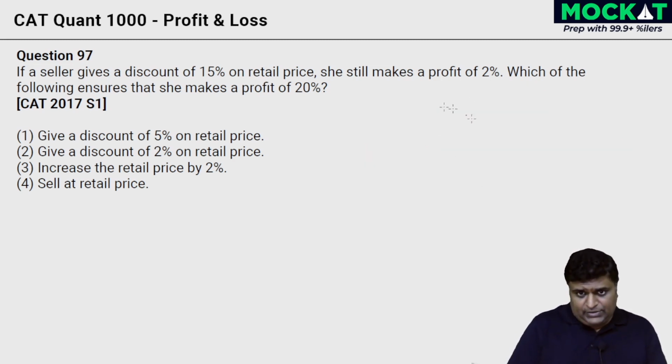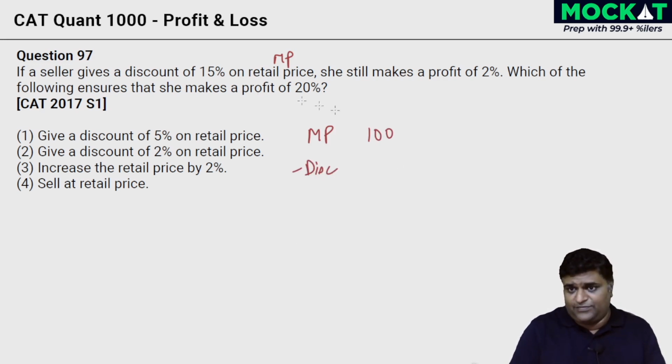Okay, so back to this. If a seller gives a discount of 15% on the retail price, therefore this is going to be a mark price over here. Assume a mark price. Let the mark price be 100 rupees. I give a discount over here, and that's 15% of this, which is 15. And what I'm going to be getting over here is the selling price. She still makes a profit of 2%.